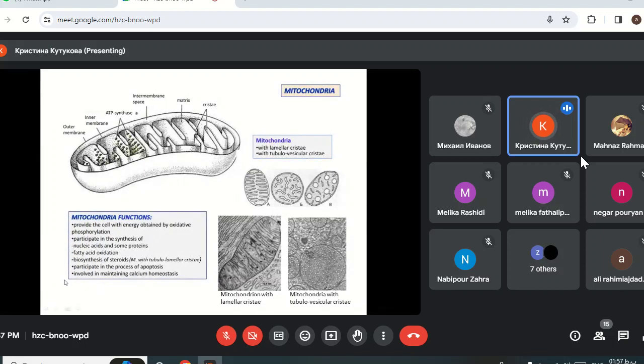And also mitochondria are involved in maintaining calcium homeostasis. And usually we can see these inclusions of calcium. These dark looking dots are actually the calcium crystals inside mitochondria.